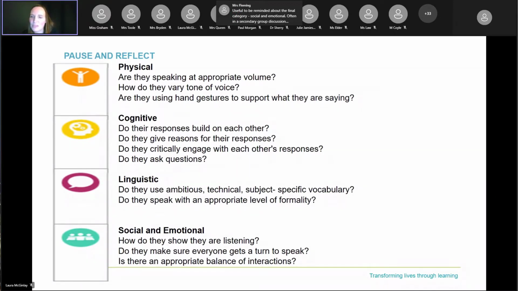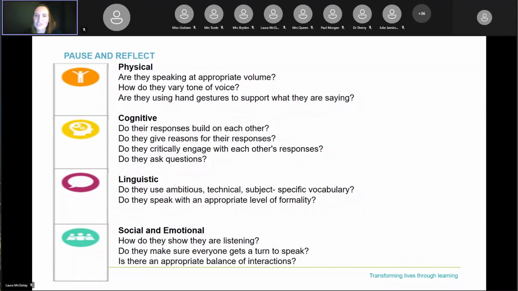Lots of chat coming now. Useful to be reminded about the final category, social and emotional. Often in the secondary group discussion assessment, this is the bit that gets left out. So that's really helpful. Thanks so much for your feedback there.